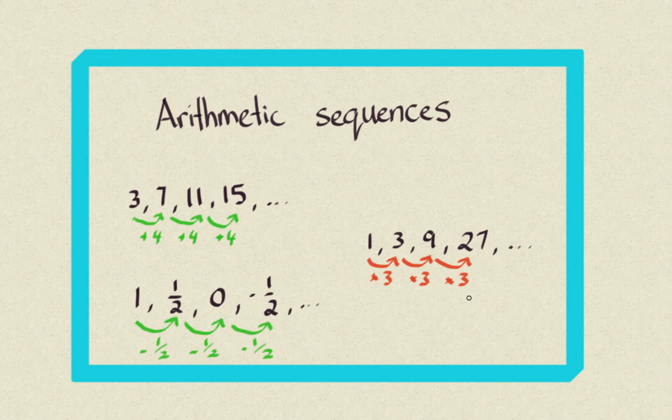This sequence over here, where I use red, is a different type. If we look at the difference between the terms, that changes, like we talked about before. So this is a different type of sequence that we will look at in a future lesson. But for now, we are going to be focusing on these type of sequences. So let's formalize what we've talked about here.